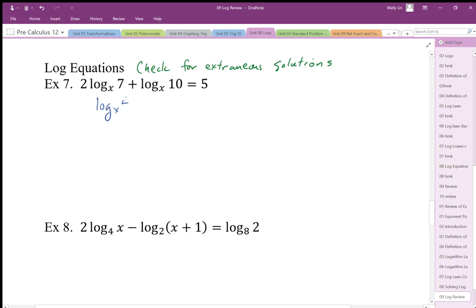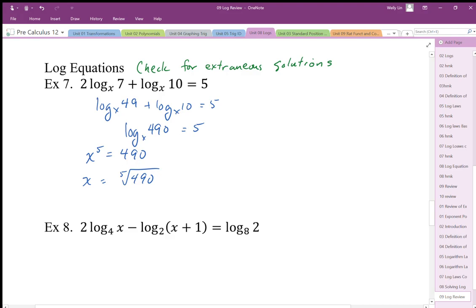Okay, so I get log base x of 7 squared plus log base x of 10 equals 5. I can put this into one log by multiplying the arguments, and then I can write this as an exponential function, which then allows me to undo that power 5 to solve for x. So I get x equals the 5th root of 490.